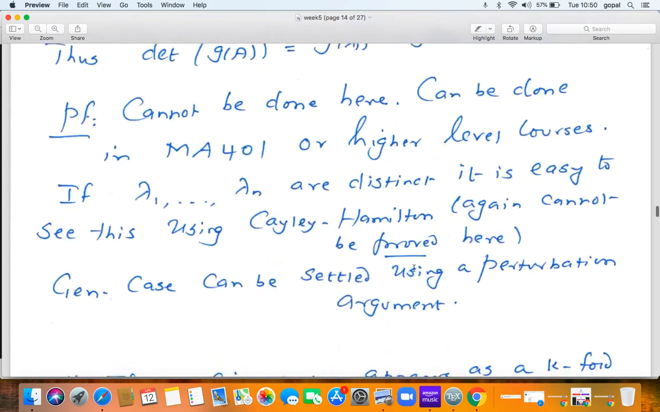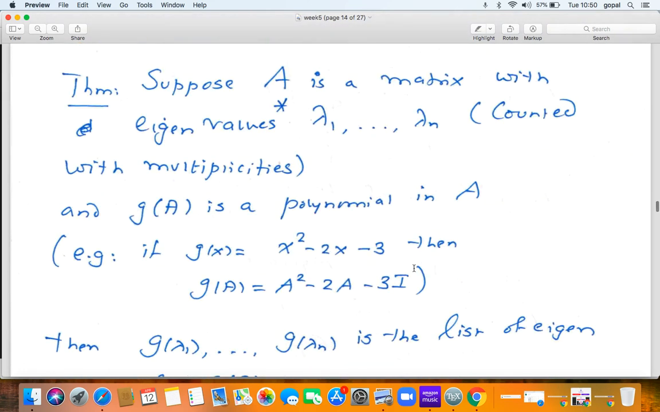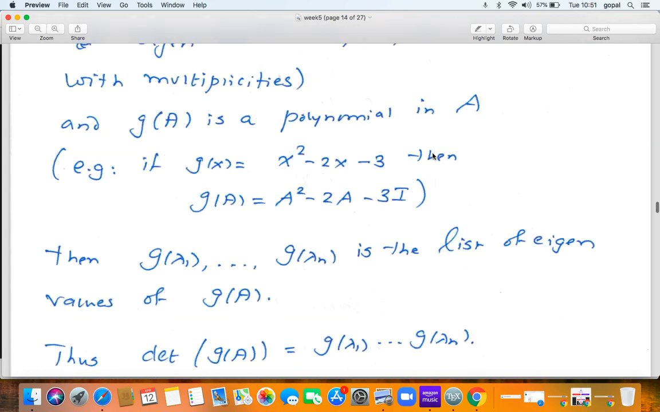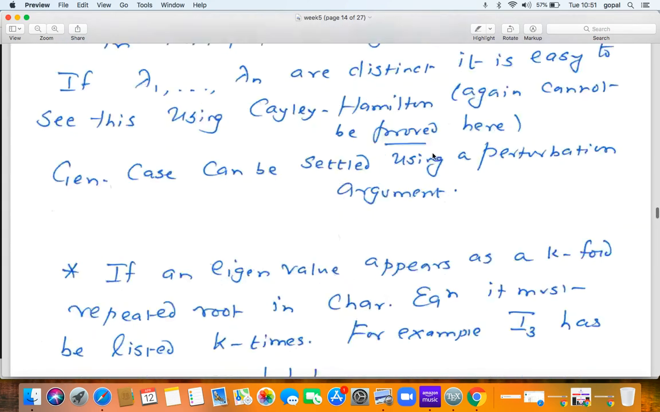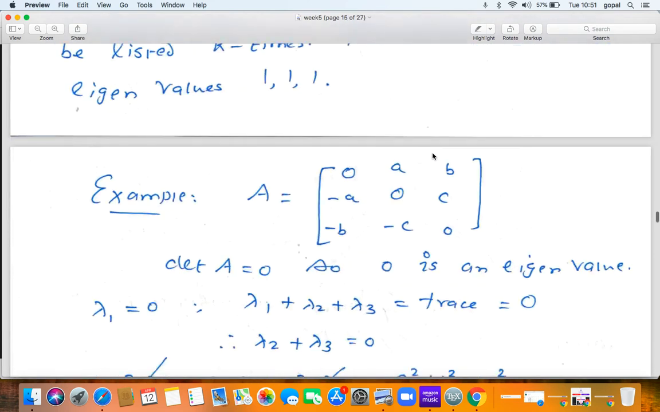Okay, so you can take this theorem on faith. If you have the list of eigenvalues of A, it's very easy to know the eigenvalues of I plus A squared. Take a new matrix, identity plus A squared. What are the eigenvalues? 1 plus lambda 1 squared, 1 plus lambda 2 squared, 1 plus lambda n squared. You can do that. All right, so let us take an example.